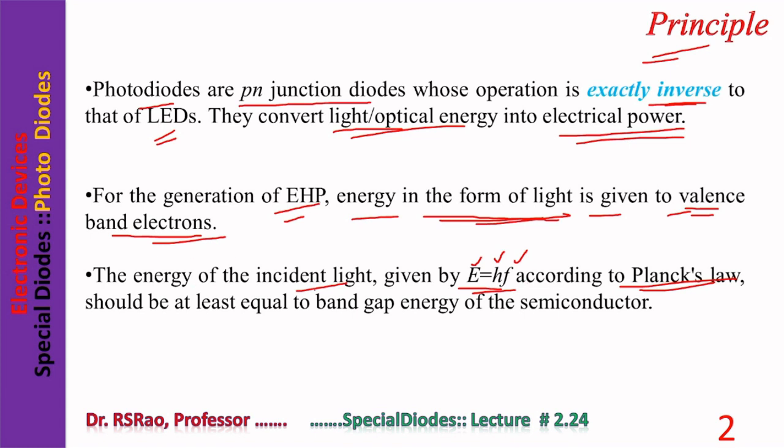So the energy of the incident light should be at least equal to the band gap energy of the semiconductor. This is an important aspect. Light of any frequency cannot work with photodiodes. Only light whose energy is at least equal to the band gap energy can make the photodiode operate by exciting valence band electrons, generating electric current from light.